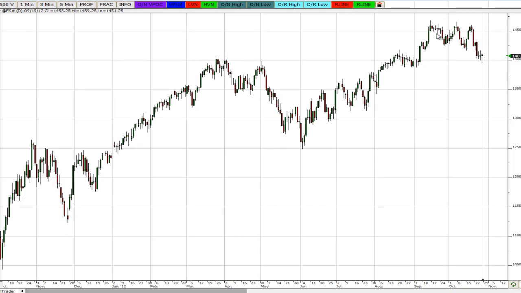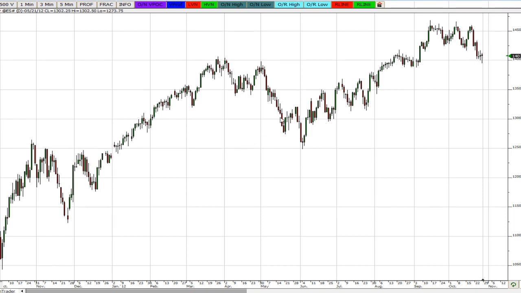So now we're coming back down to test this general area right here that had provided resistance before. And we are testing it. So that's the first large, let's say, key reference area.